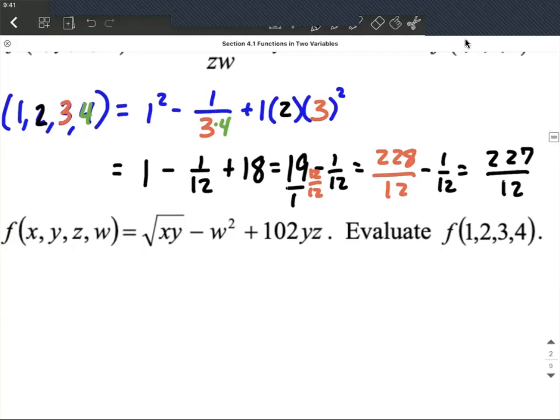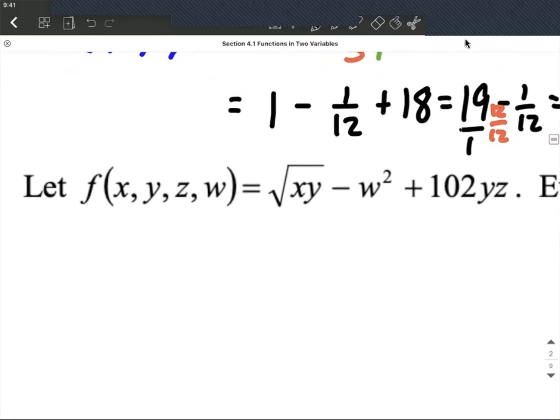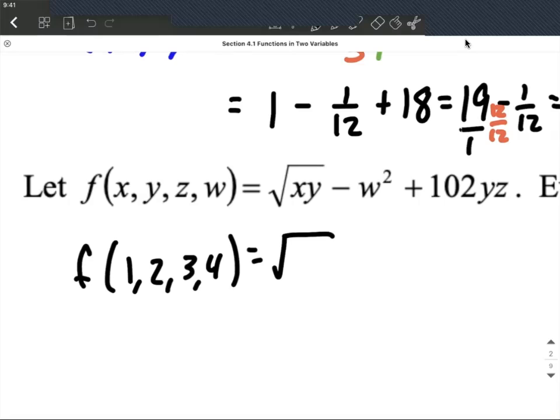Now we're also going to evaluate this next function in 4 variables at 1, 2, 3, 4 again. All right, so f of 1, 2, 3, 4. All right, 1 is going to go in for the x. 2 is going to go in for the y. You may notice we also have a y at the end, so just kind of mapping this out.